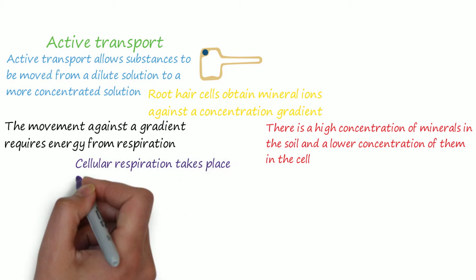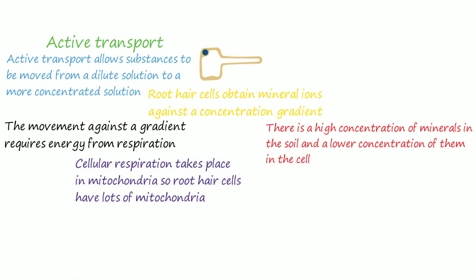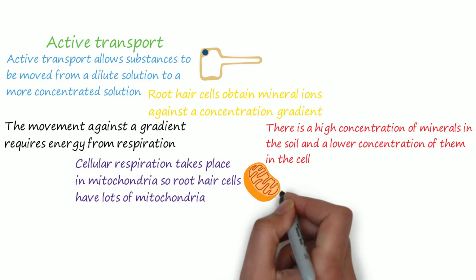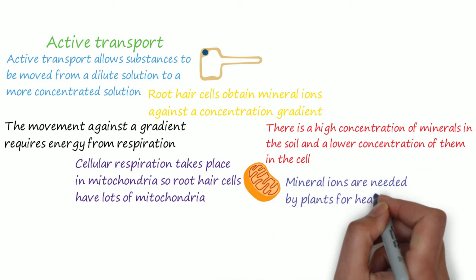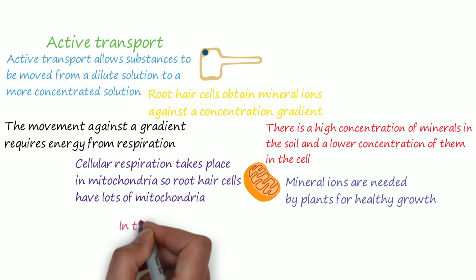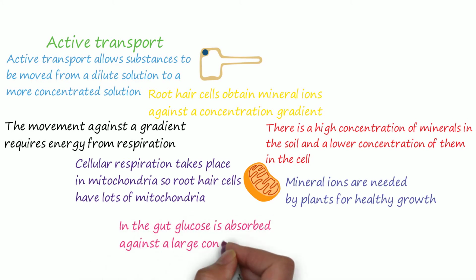Cellular respiration takes place in mitochondria, and so root hair cells will have lots of mitochondria. Mineral ions are needed by plants for healthy growth. Another example is in the human gut. Glucose is absorbed into the blood against a large concentration gradient. Glucose is important for respiration.